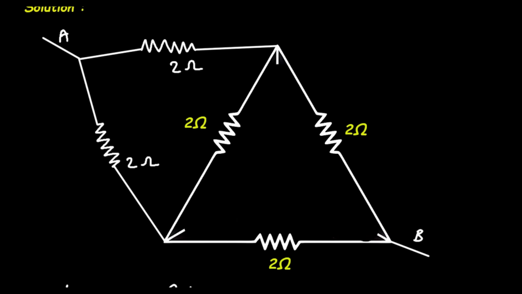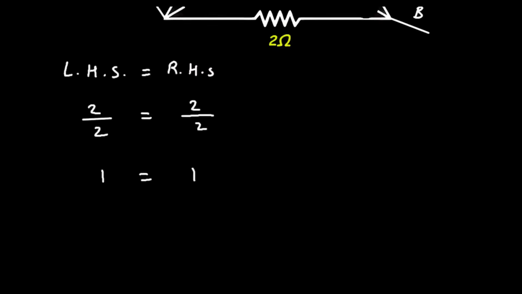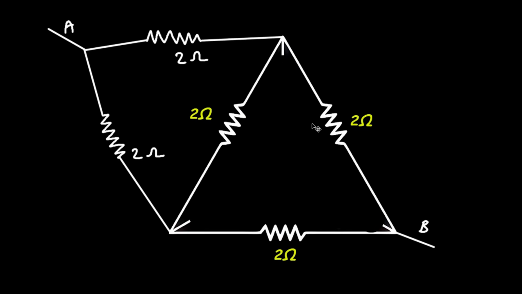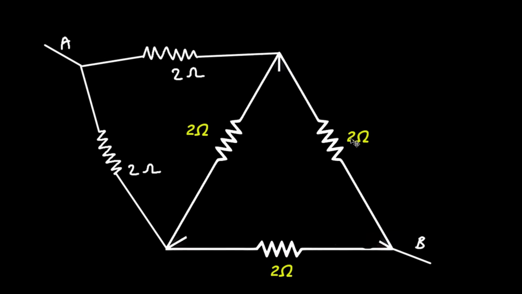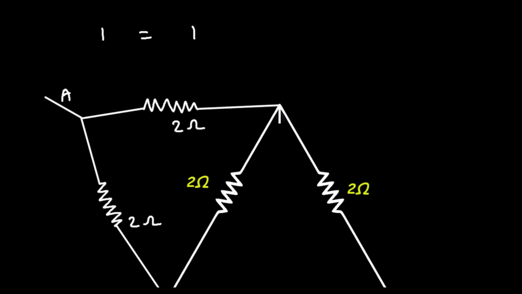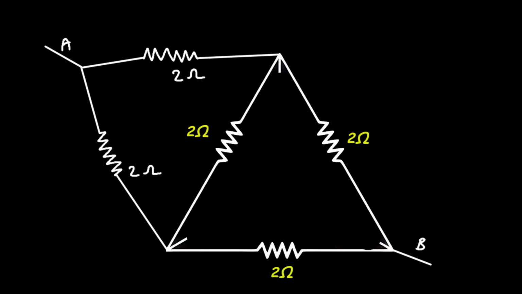So now we can ignore this 2 ohm. Again let's copy this part, and now we will ignore it. Here we can write the bridge is balanced. The bridge is balanced, so therefore we can remove this 2 ohm resistor. So let's remove this 2 ohm resistor from here.